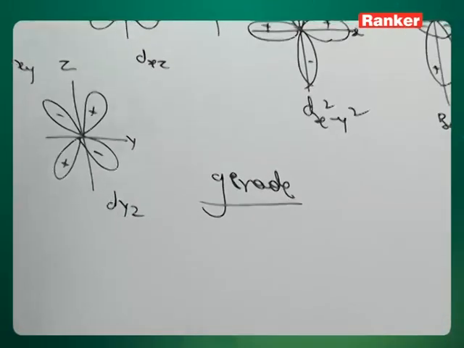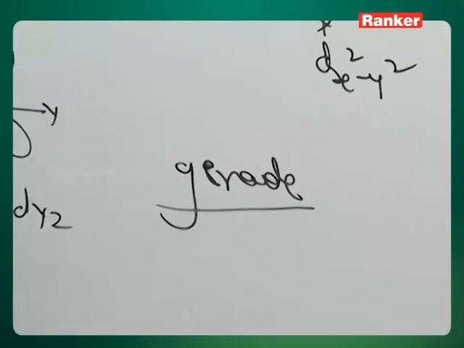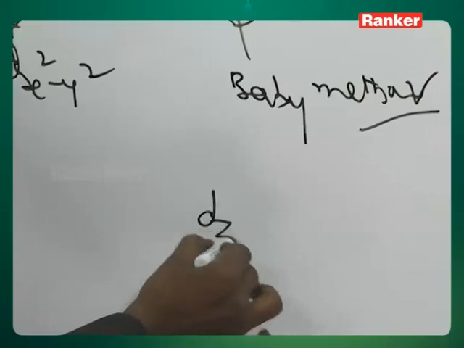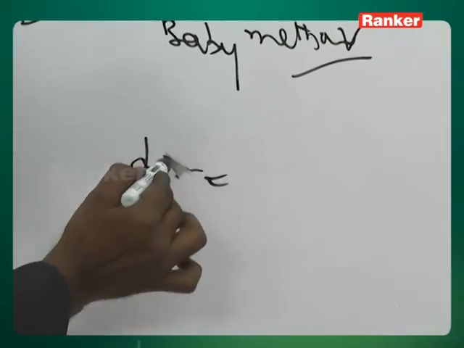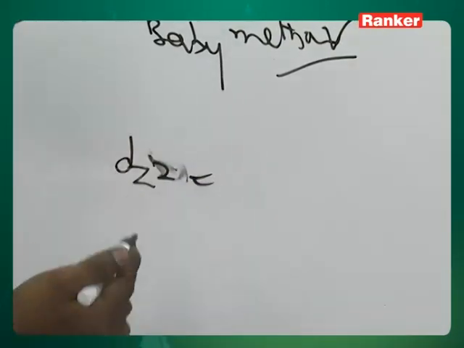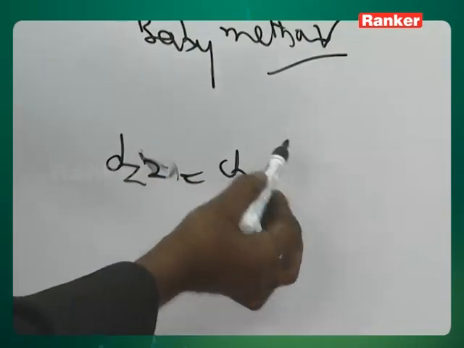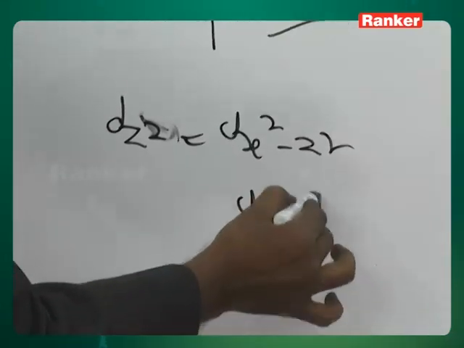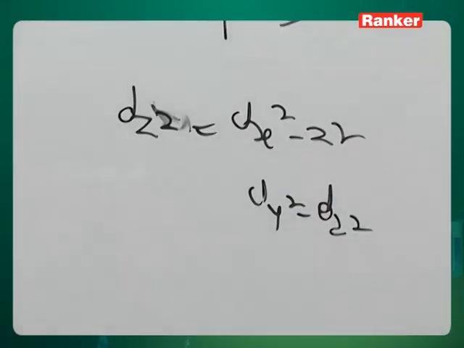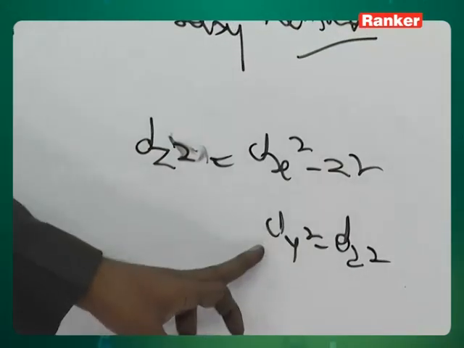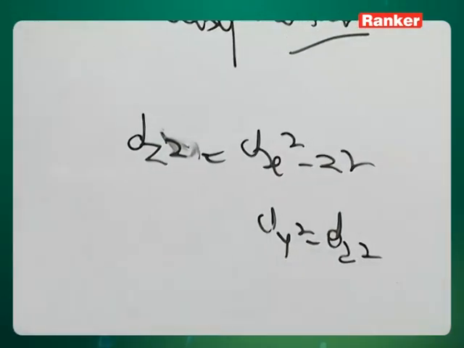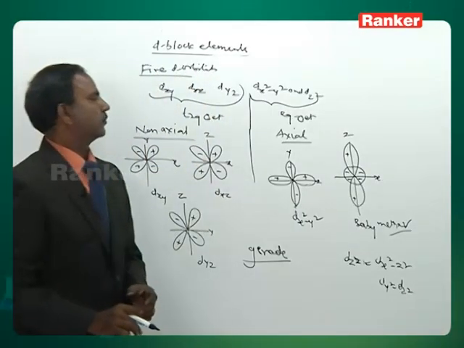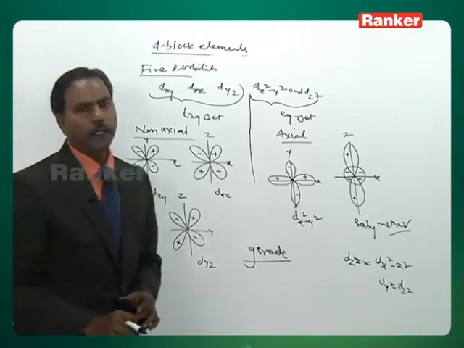This is about the d orbitals. One more point we can say about the dz square orbital: it is a combination of dx square minus z square and dy square minus z square. This particular dz square is the combination of both of these orbitals. This is about the shapes of d orbitals.